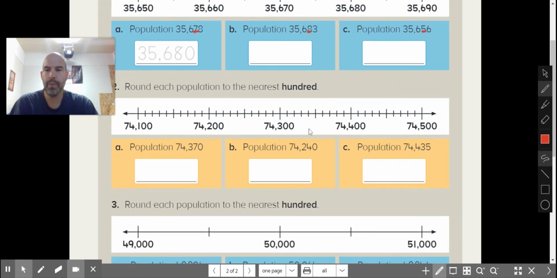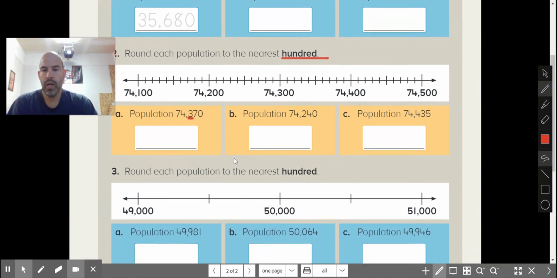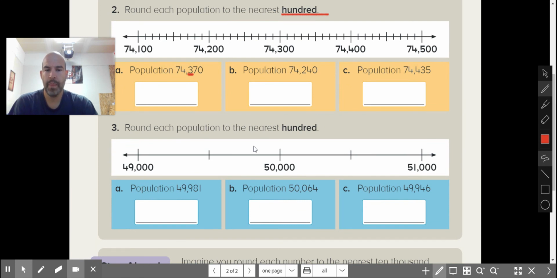Now, on the next section here, on number 2, it says round each population to the nearest hundreds. Okay, so you're going to round to the hundreds, right? So you're going to look this time at the hundreds place value and then the tens right next door. So using that same principle, if it's 5 or greater in the tens place, round the hundreds up to the next 100. If it is 4 or less in the tens place, round the 100 down to the nearest 100. All right. So hopefully that is helpful for you today. This is another example of rounding to the nearest 100.